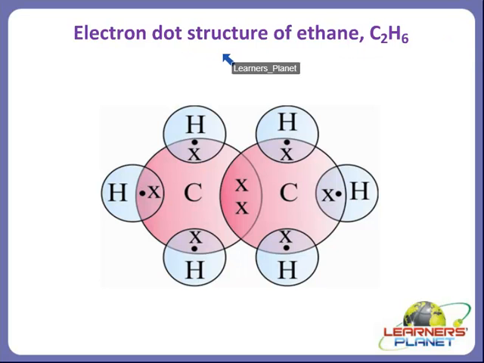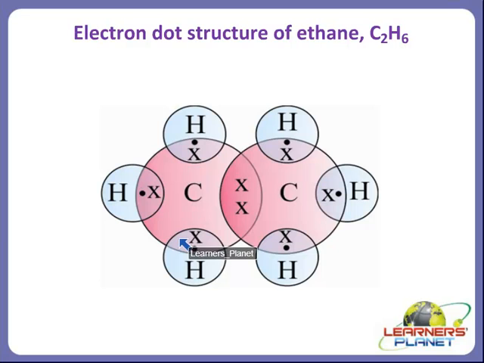Now this is the electron dot structure of ethane. See this carbon. How many electrons, the crosses? 1, 2, 3 and 4 in the valence shell. The second carbon has also got 1, 2, 3 and 4 electrons. Now the electrons between the 2 carbon atoms: one is shared by the first carbon and the other one is shared by the second carbon. And they are sharing electrons with 6 other hydrogen atoms.